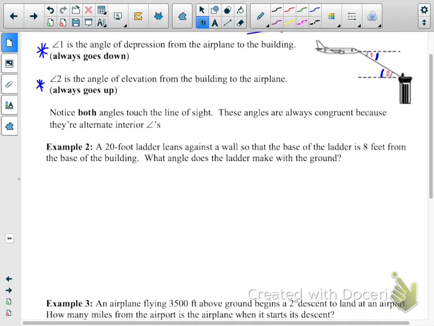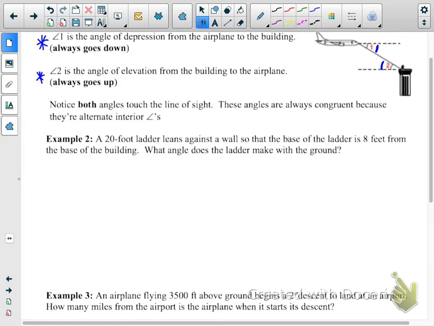Okay. So first example here, you do definitely need to be able to draw your own picture. That's going to be part of what I'm going to be looking for. We have a 20-foot ladder that leans against a wall so that the base of the ladder is 8 feet from the base of the building. What angle does the ladder make with the ground?